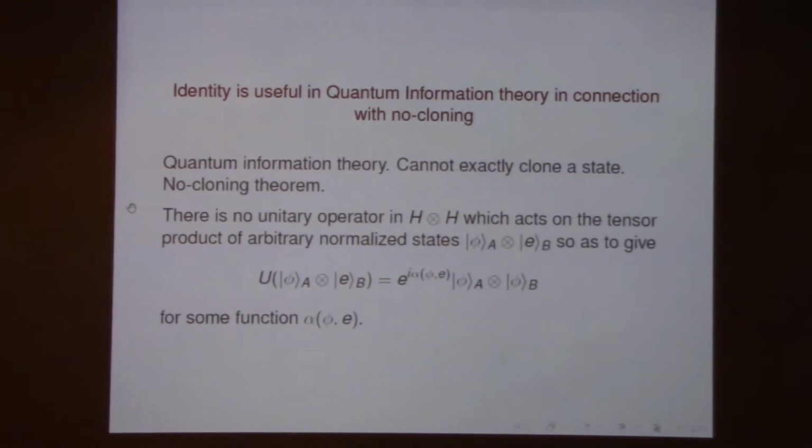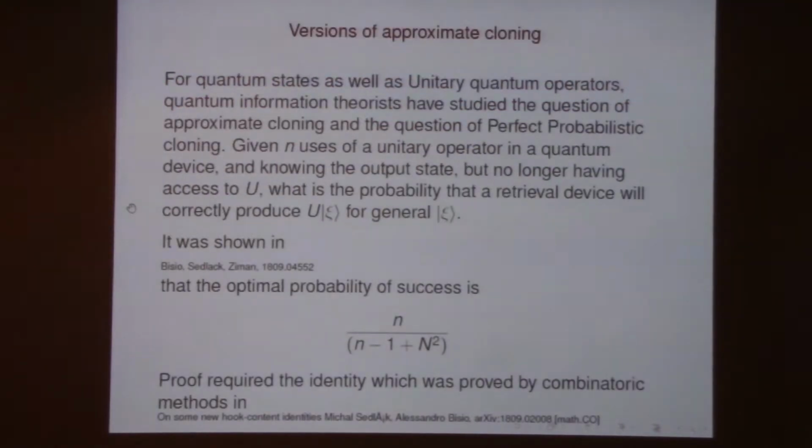So what people in quantum information theory have tried to understand is different versions of approximate cloning. You can't exactly clone a state, but can you approximately clone it? And likewise, you can't exactly clone an operator. So you have a quantum device which performs some unitary transformation on a Hilbert space. Can I reproduce that unitary transformation? You can't because of no cloning. But there are a couple of different notions of approximate cloning.